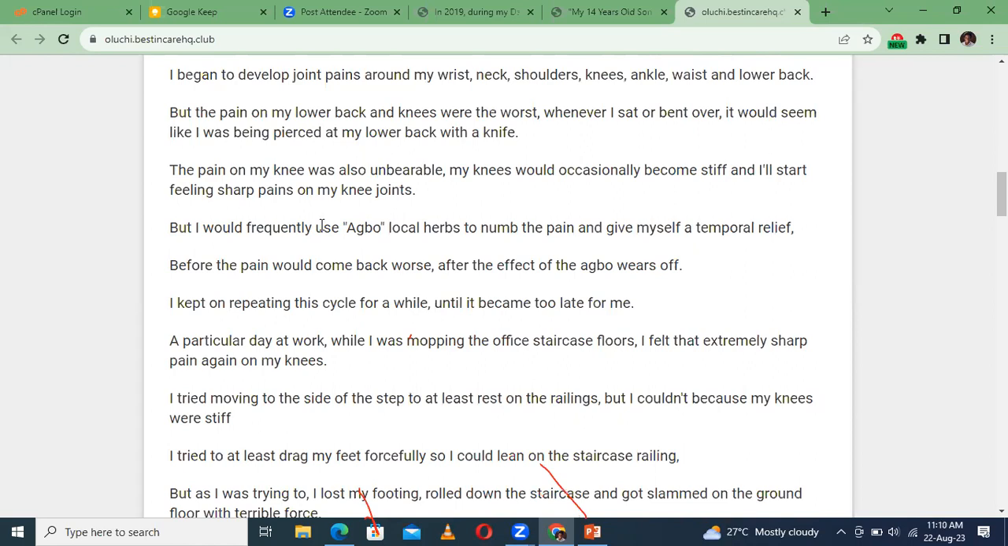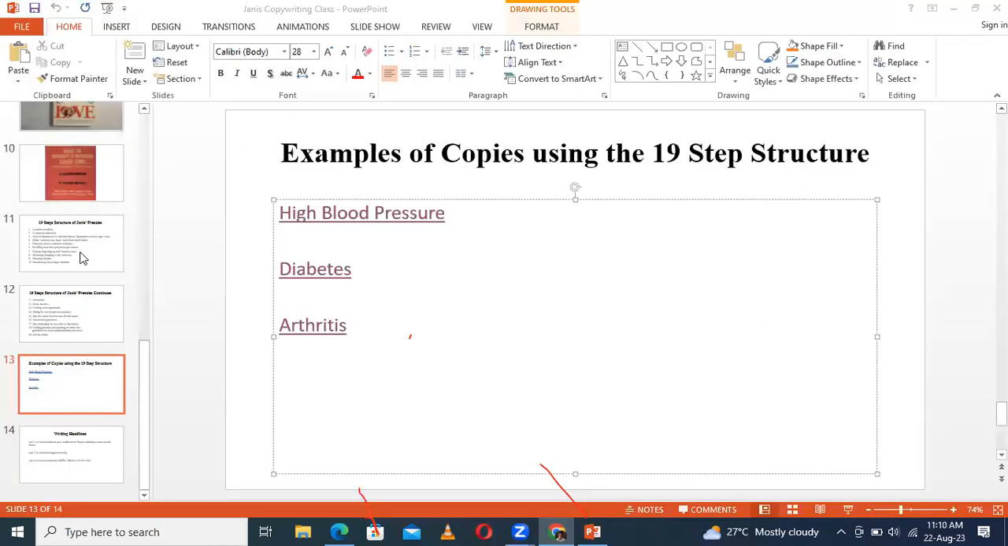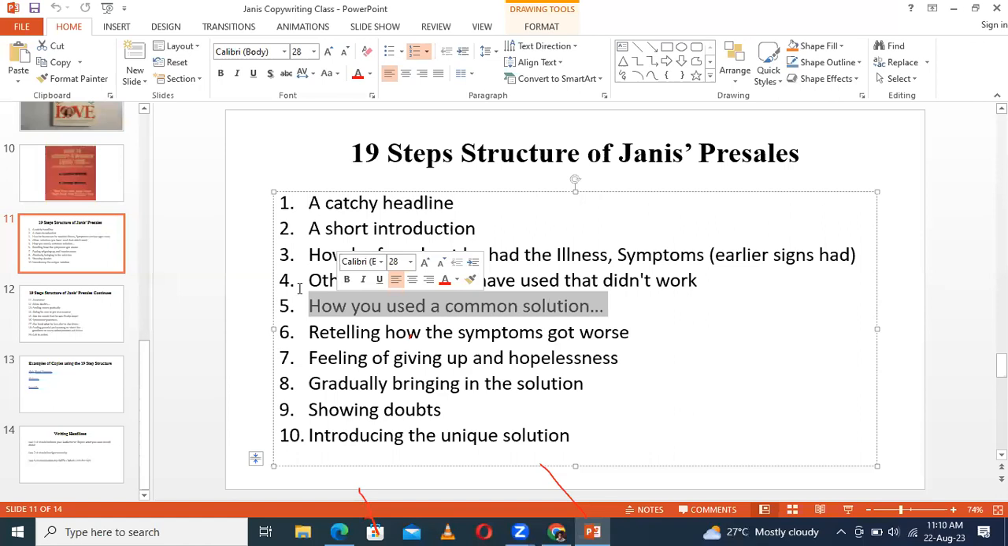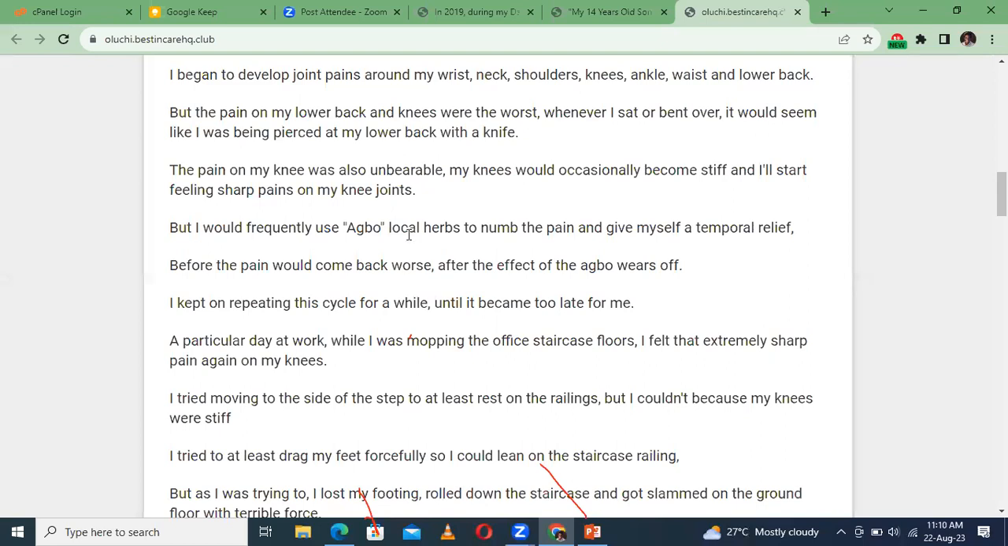Guys, can you see what I did here? This is number 3. We're still in number 3, but I'm already bringing in the common solution she used. Do you understand? I'm already bringing it into 3. Are you guys with me? Yes, sir. It's just to show you how flexible you can be with this. Just make sure your story comes out well.